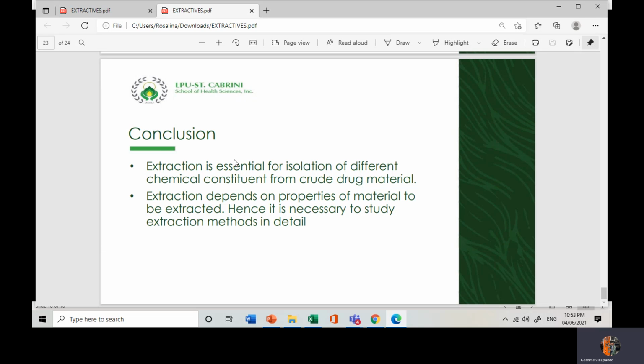Hindi naman porket pag sinabing extraction, mag-extract ka lang basta-basta. Pwede rin kayo sa dugo, pa-extract po. Meron din tayo sa plants. So, it is really essential for isolation of different chemical constituents from crude drug material. Okay, that's your extraction.